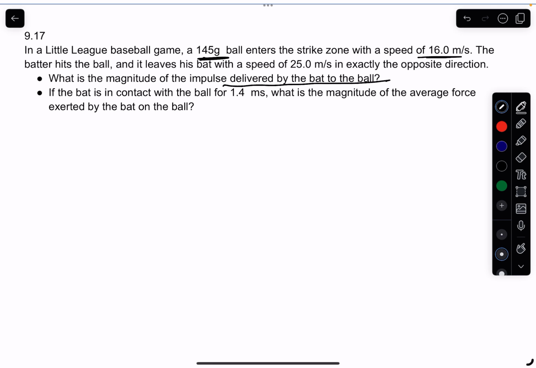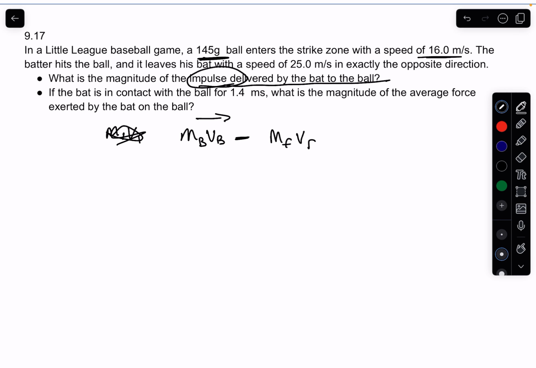So it's going to be, you have M1 V1, right? Actually, let's say this. It's M ball, V ball before. So it's moving in this direction. But then when it comes back, you're trying to find the impulse delivered by the ball. You're going to subtract the M final, V final.